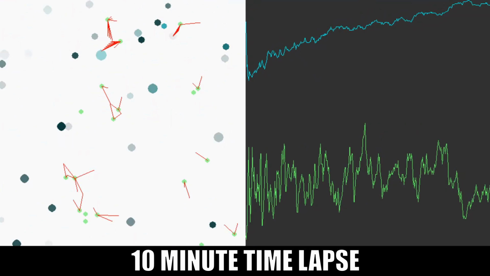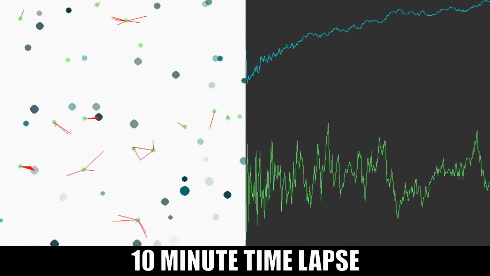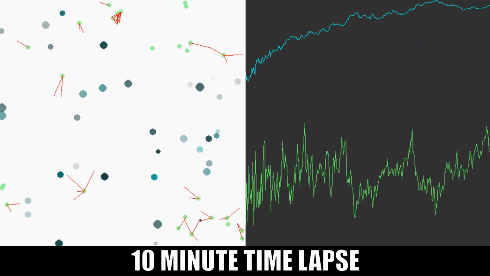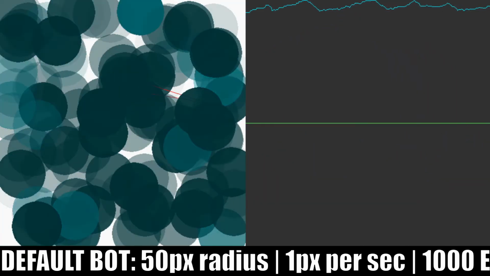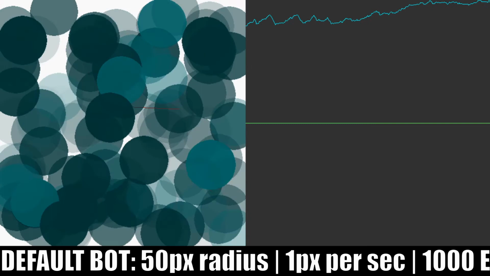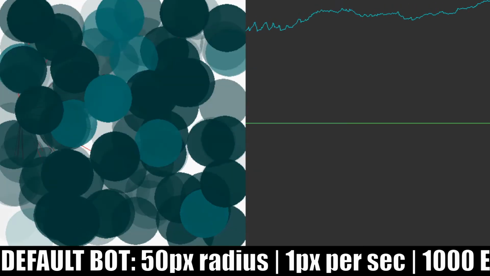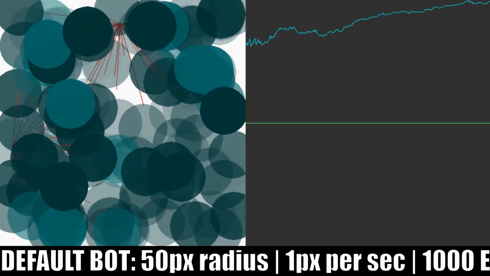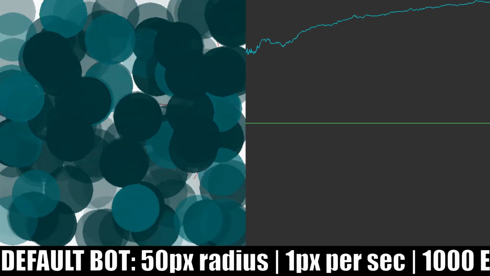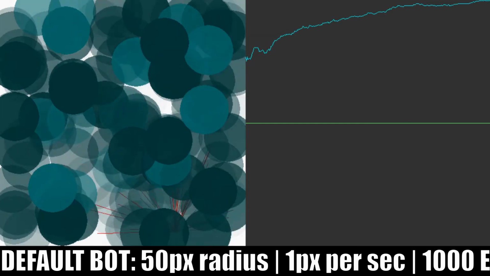In this case, the bots sacrifice their energy so they can have better eyesight. Let's see what happens if they start out huge. As you can see, the bots are sacrificing energy to gain more speed. Notice how the amount of food stayed constant.